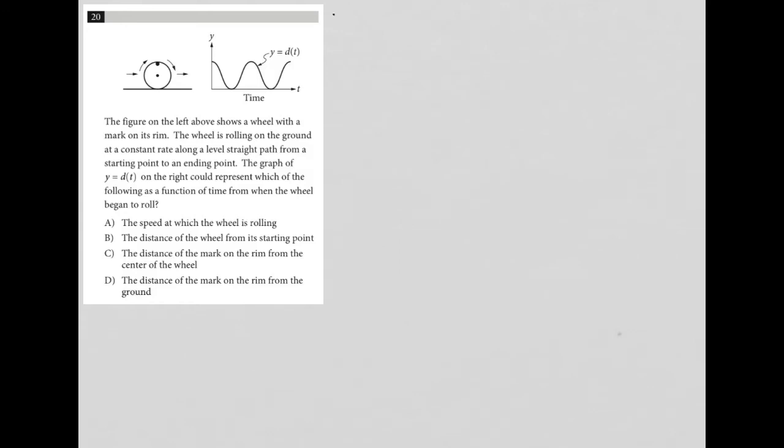So this question is a diagram question. We know that because of the diagram provided here. We have a graph of y versus time, and then this diagram here of a circle. So the question says the figure on the left above shows a wheel with a mark on its rim. Okay, so we see the mark on the rim.